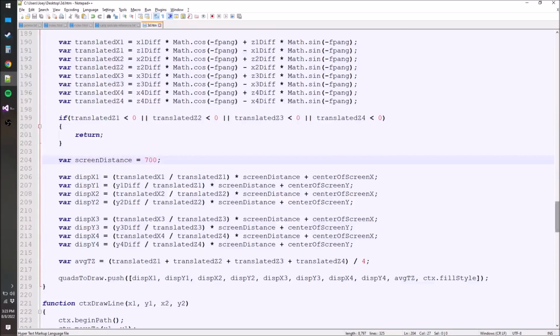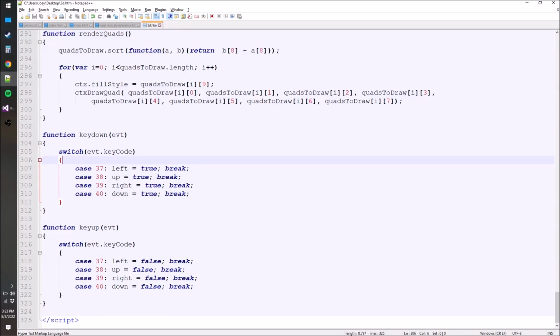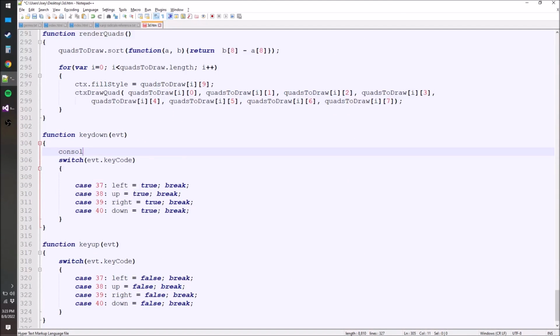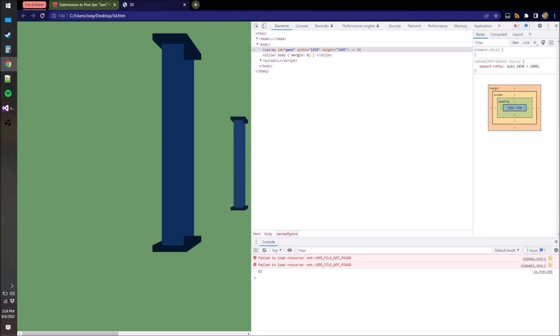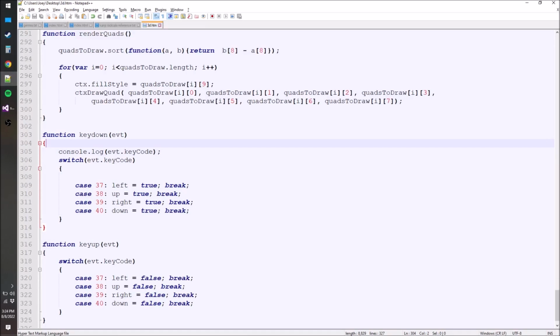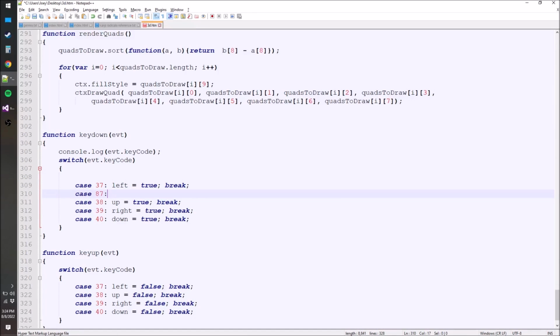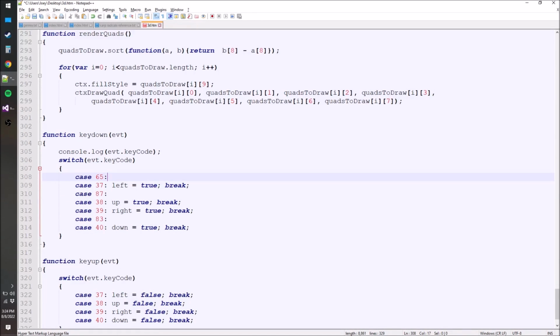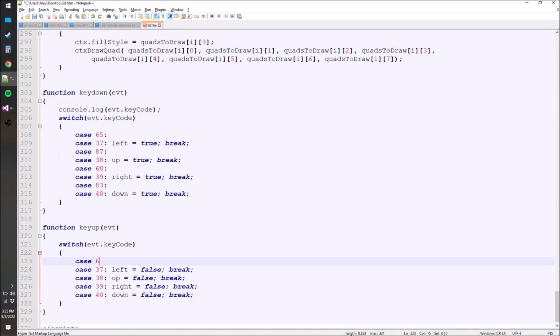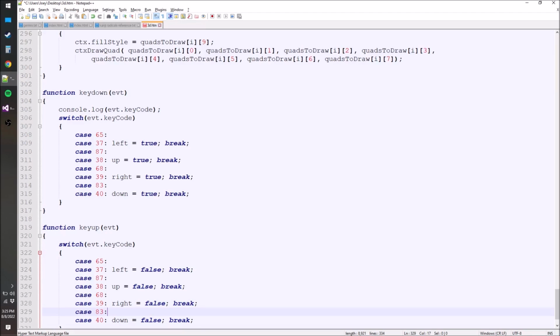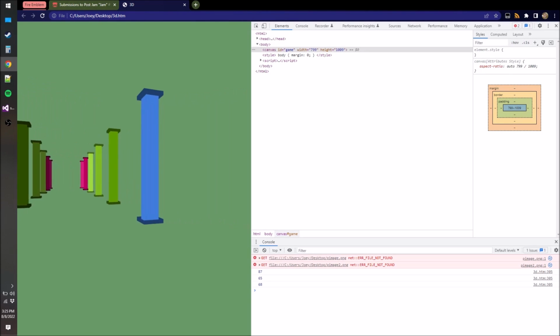So I like using the WASD. I'm just gonna add WASD. Will that work? That may work. 87, 83, 65, 68. So 87, 65, 68. Again down here. Now I can use the WASD.